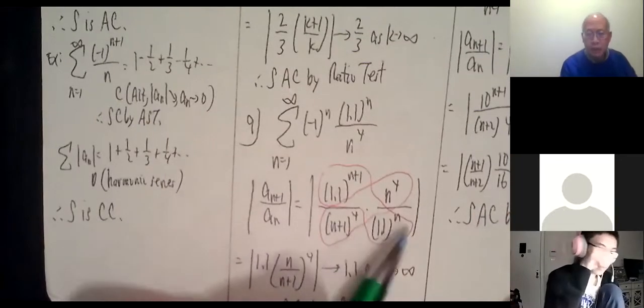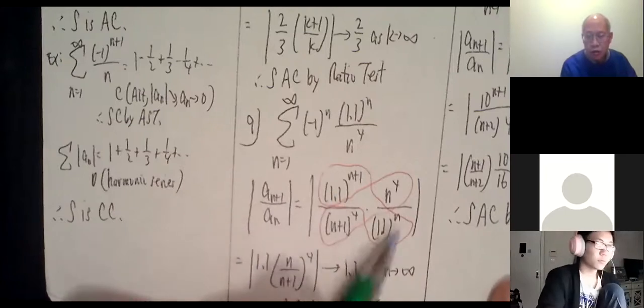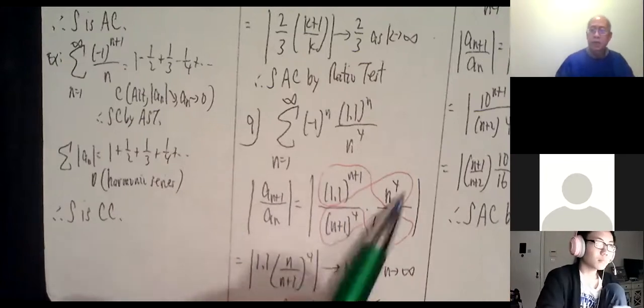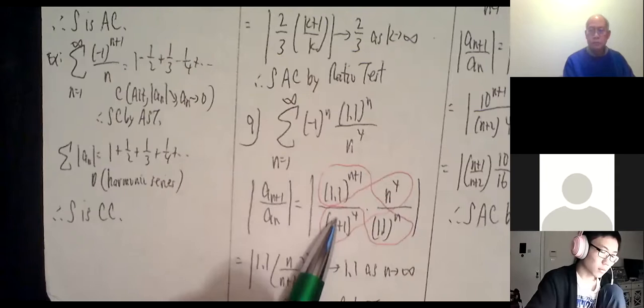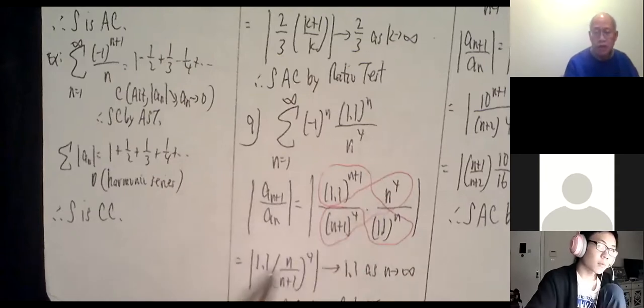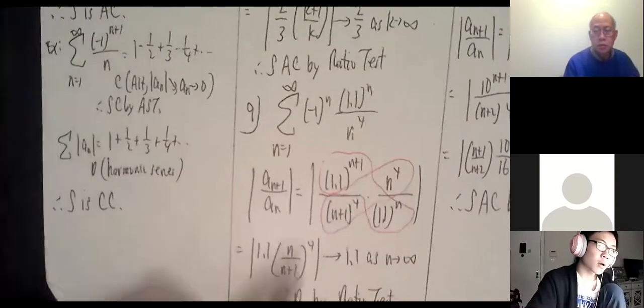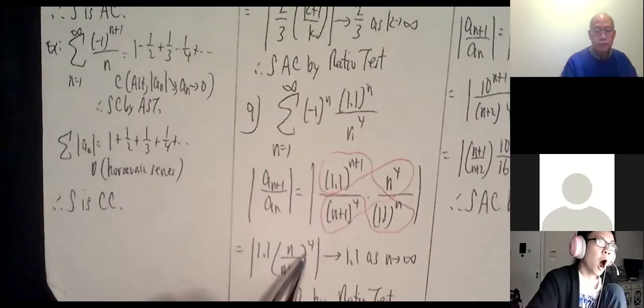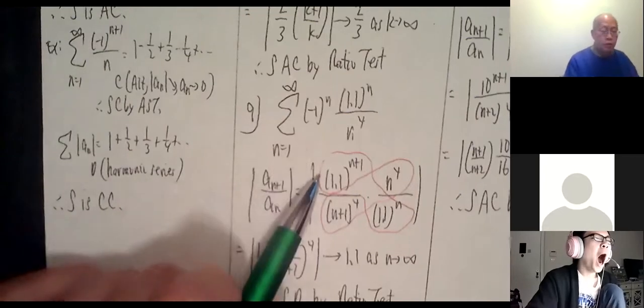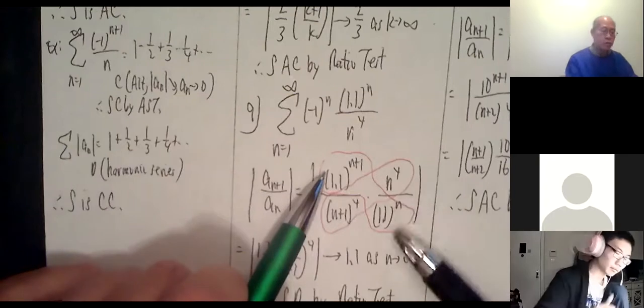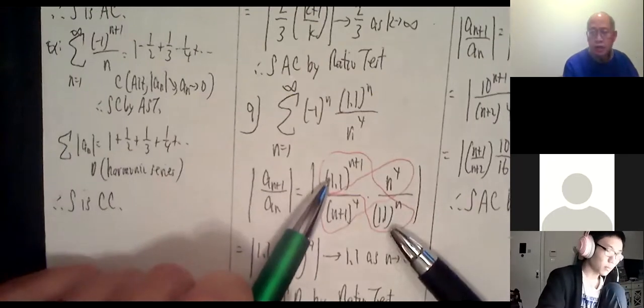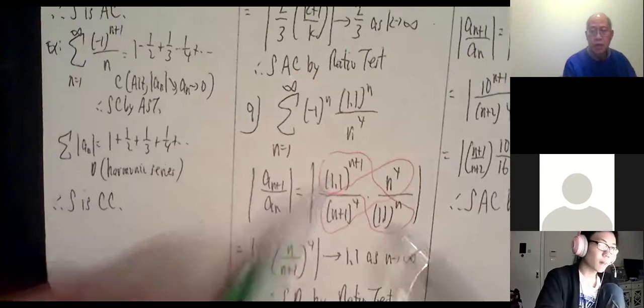And usually the way they combine is like this. Combine the 1.1 stuff and combine the 4th power stuff. So the 4th power stuff, I put it like this: n over n plus 1, to the 4th. And over here, what is 1.1^(n+1) divided by 1.1^n? 1.1 to the 1st power.